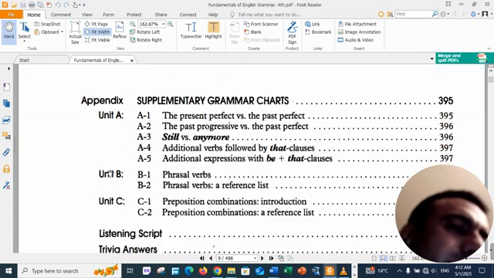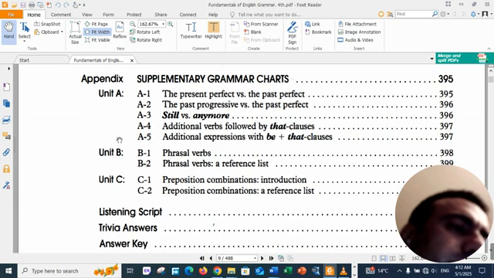Appendix. Supplementary grammar charts. Unit A. A1, the present perfect versus the past perfect. A2, the past progressive versus the past perfect. A3, still versus anymore. A4, additional verbs followed by that clauses. A5, additional expressions with be plus that clauses.